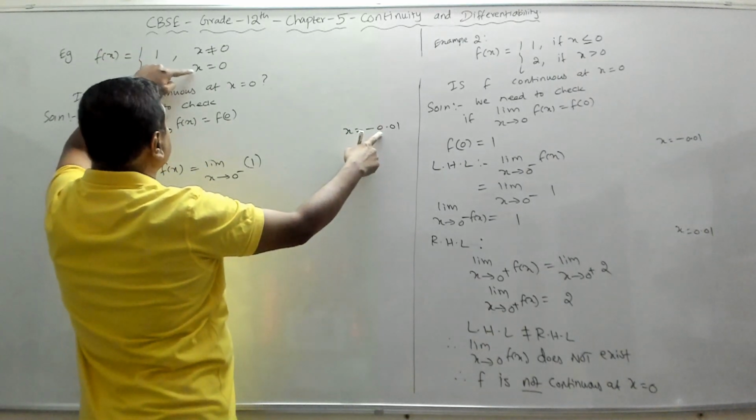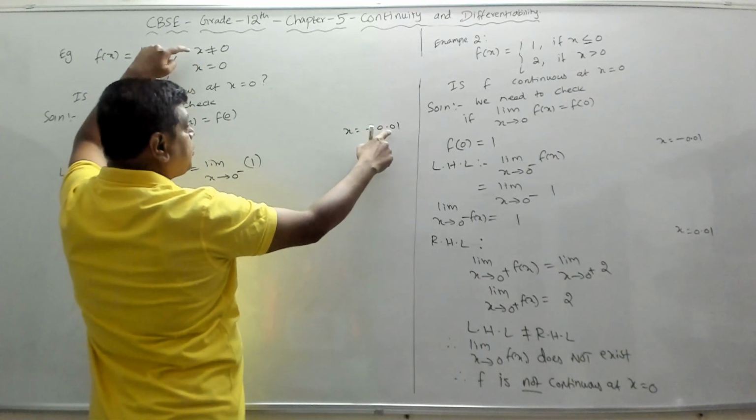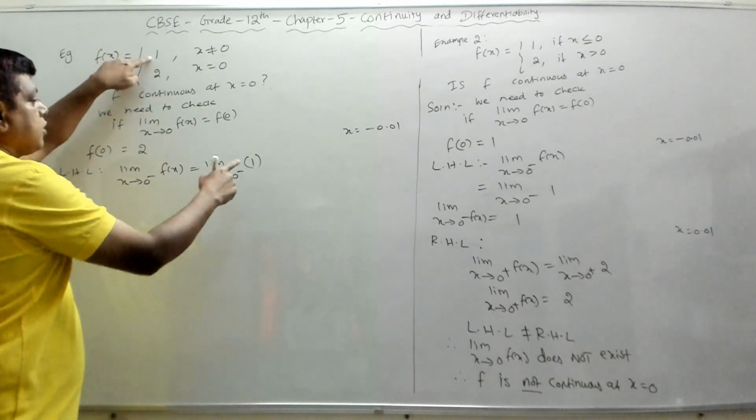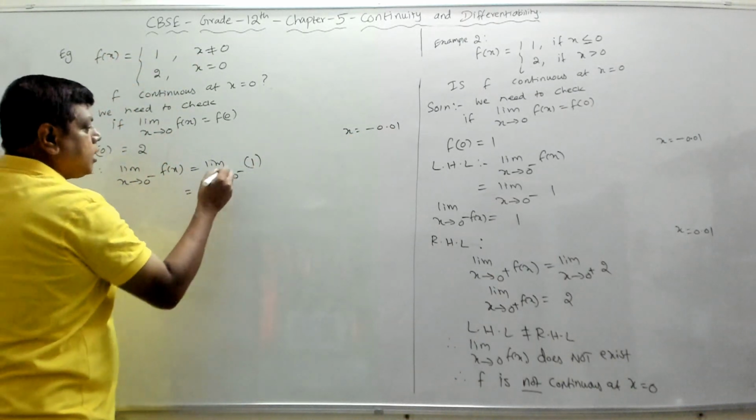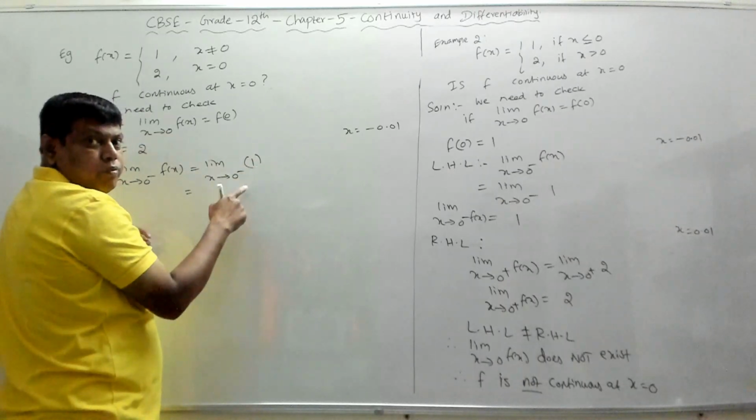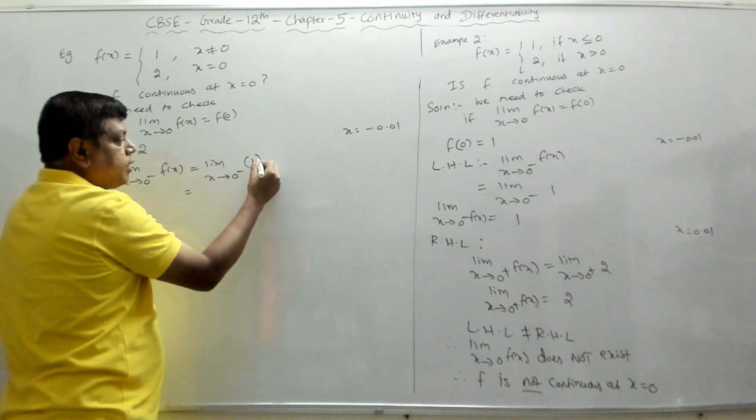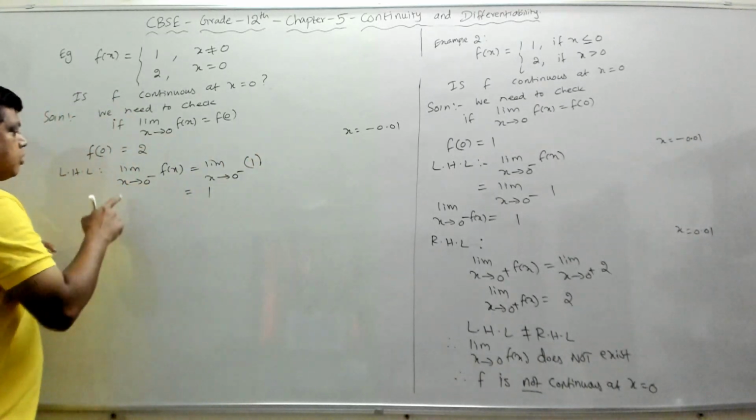No, this is not equal to 0, which means x is not, because 0.01 is not equal to 0, therefore you have to use this function, which is 1. Now if you substitute the limit, in the place of x we should put 0. If there is an x, we have to put 0, but there is no x, it is just 1, so we will put 1. So the left hand limit is 1.